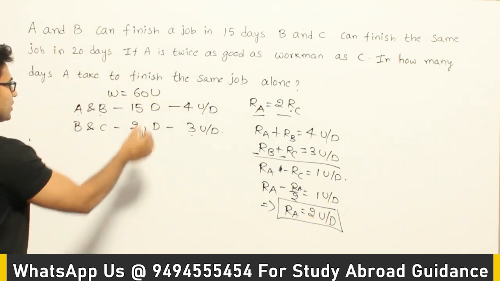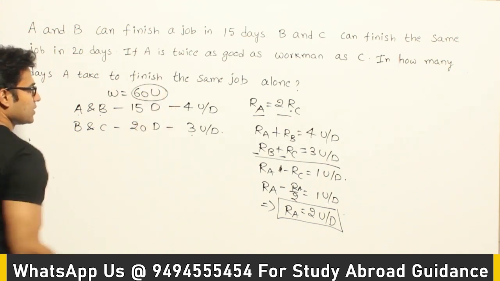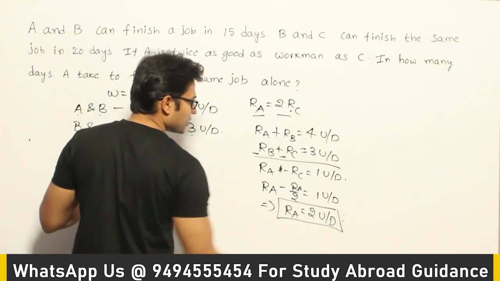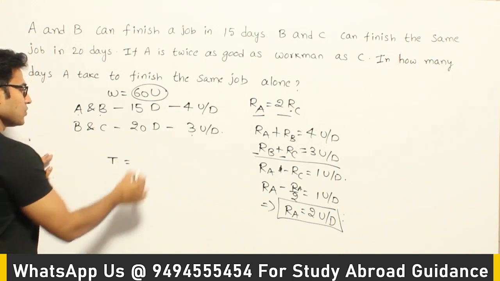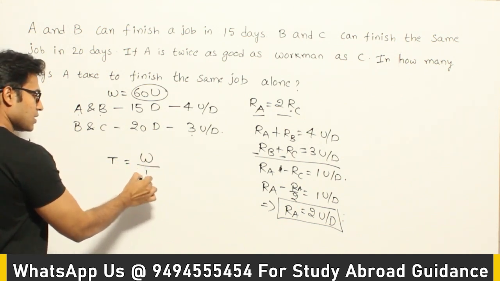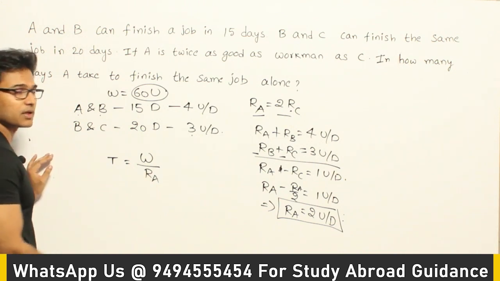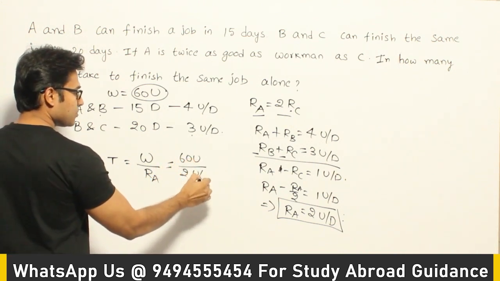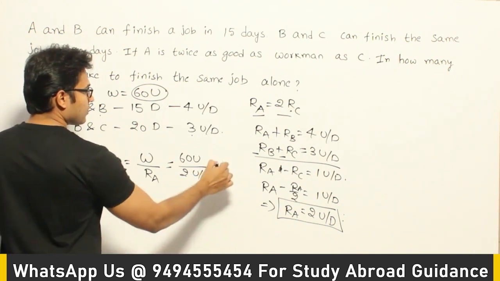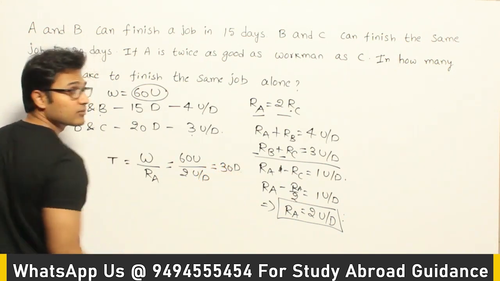Okay. Now given that the total work is 60 units and the rate at which A is working is 2 units per day, we can find out the time. Time taken by A to finish the work is the total work divided by the rate at which A is working, right? So what is the total work? 60 units divided by 2 units per day. Now you are going to get 30 days, right?